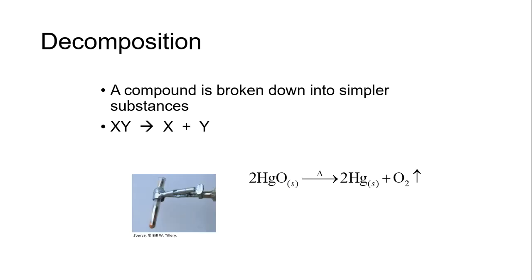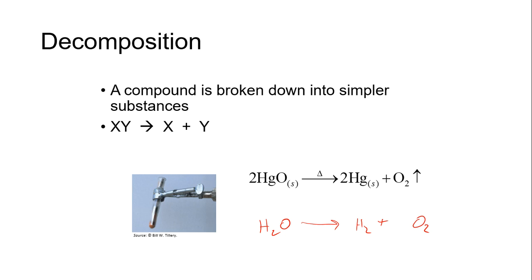A decomposition reaction would be where you take one substance and break it down into two simpler substances. So you have this example, mercury monoxide, which breaks down into mercury and oxygen. There's another great example of this, where you take water and you break it down into hydrogen gas and oxygen gas.